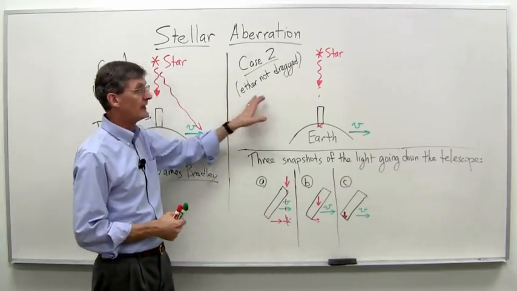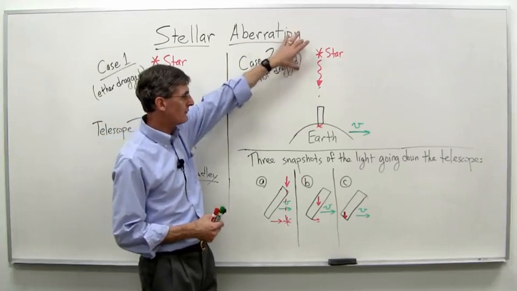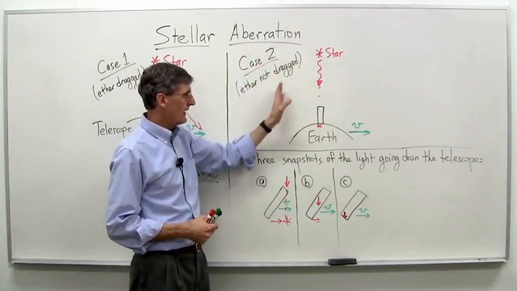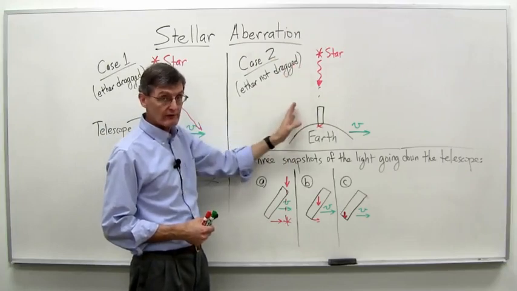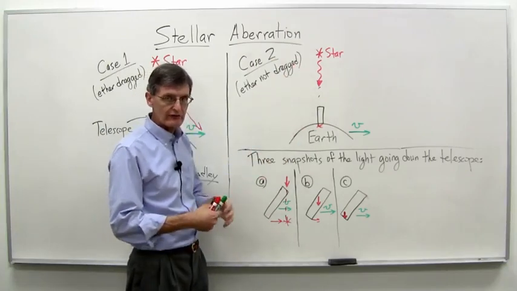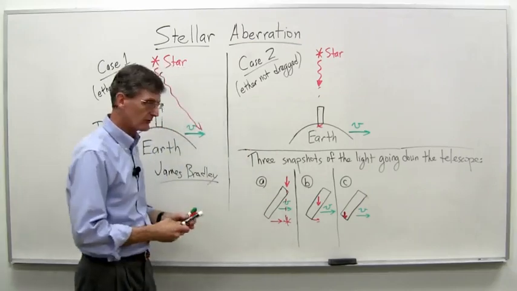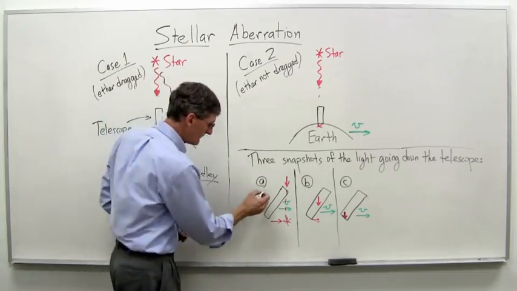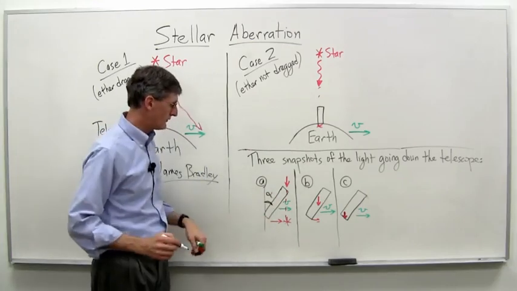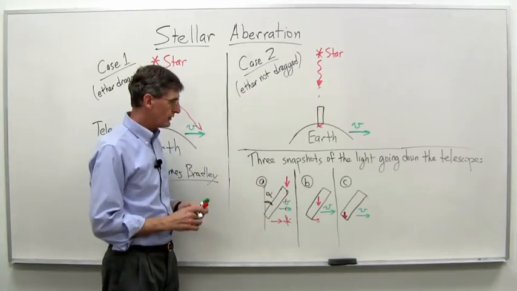So that's the idea with ether not being dragged. Again, the starlight's coming straight down. Because the Earth is moving and ether is not being dragged, the starlight is not going to be shifted over. You have to shift the telescope slightly at some slight angle. So you might ask, actually, what is this angle? You can call this angle right here alpha. So that's the angle of tilt.